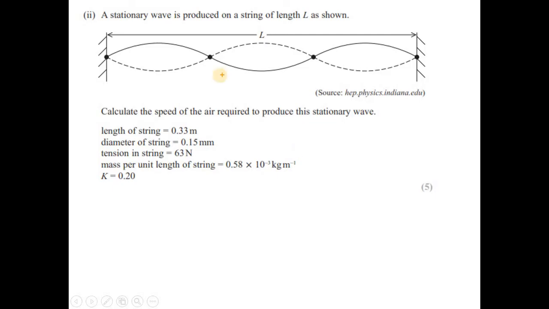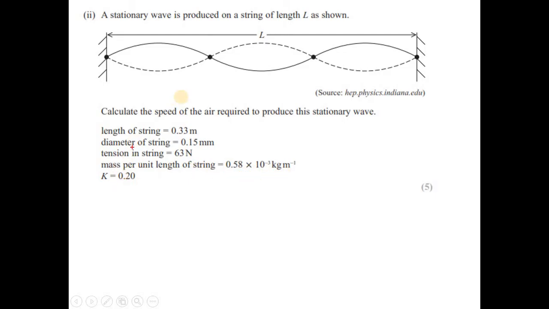A stationary wave is produced on a string of length L as shown. Okay, length L, 3 loops. Calculate the speed of the air required to produce this stationary wave. Length of the string is 0.33 meter. This is the length. Diameter of the string is 0.15. Tension in the string is 63. Mass per unit length is 0.58 times 10 to the power minus 3, and k is given.